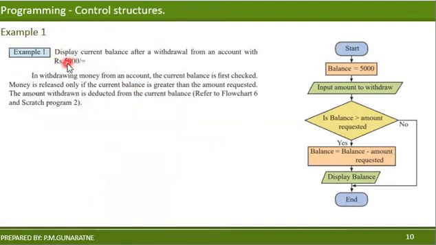Example one, right? Okay, this is the problem. Display current balance after withdrawal from an account with 5,000, which means initially there is 5,000 rupees in a certain account. Then the account holder will take some money from that one. What you have to display is the remaining amount, right?